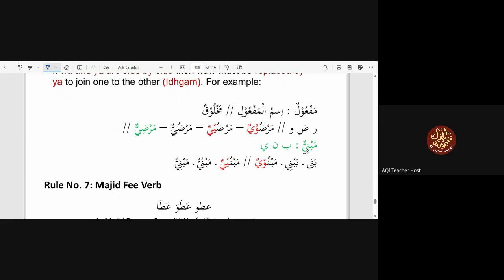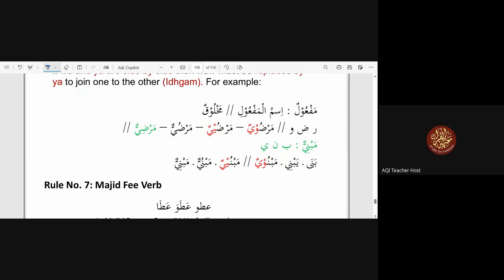And mabniyun, another example, same: waw is replaced by ya, so double ya. So with tashdid we say mabniyun, again with tashdid. It is difficult to pronounce because ya goes with kasra, so it is mabniyun. So this is the word mabni we use all the time.